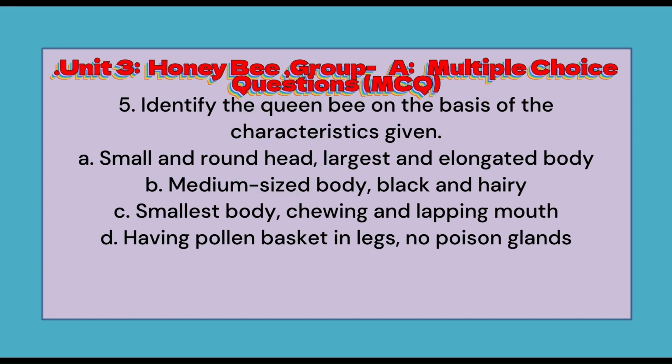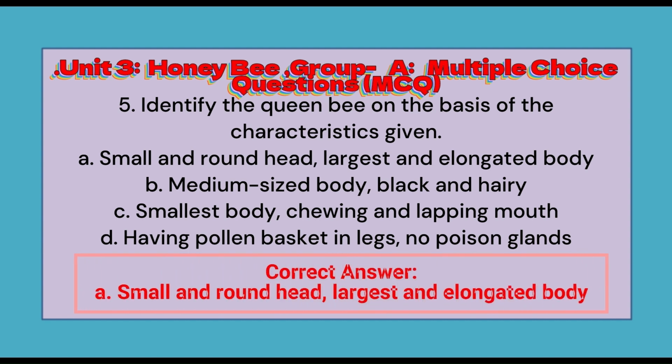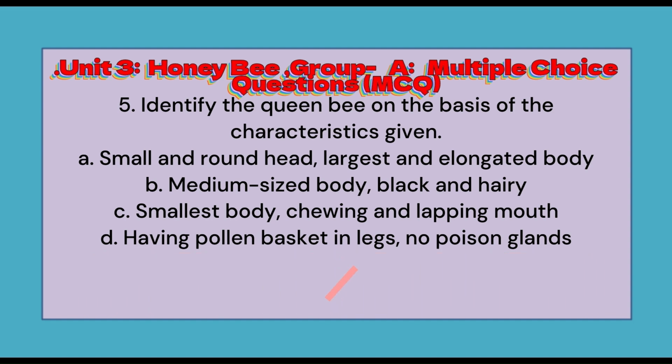5. Identify the queen bee on the basis of the characteristics given. A. Small and round head, largest and elongated body. B. Medium-sized body, black and hairy. C. Smallest body, chewing and lapping mouth. D. Having pollen basket in legs, no poison glands. Correct answer: A. Small and round head, largest and elongated body.